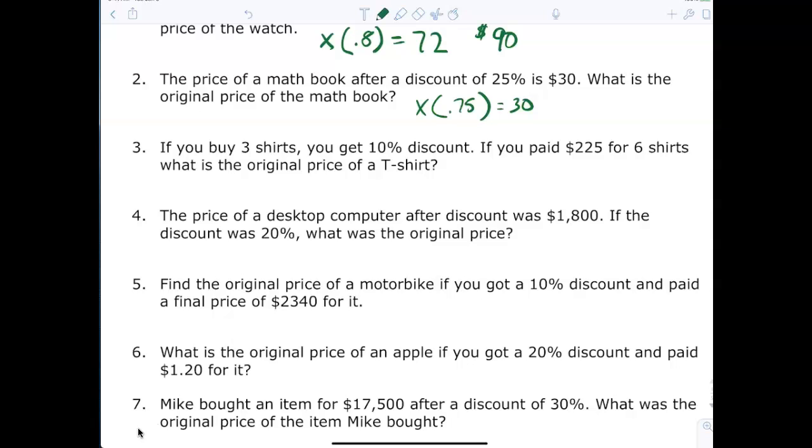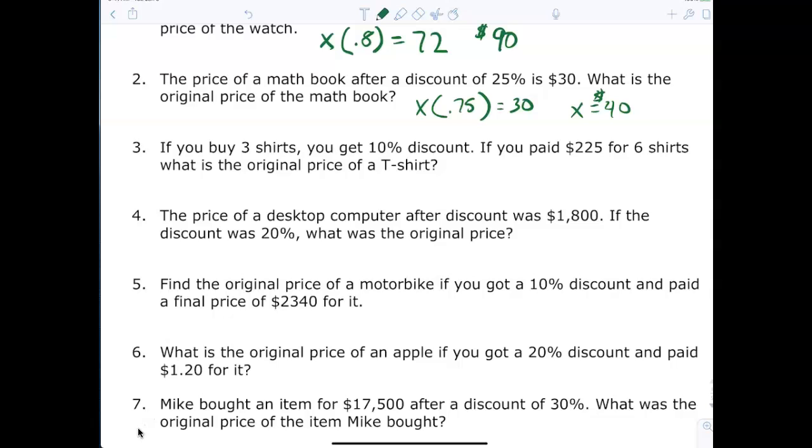All right? So now, tell me again what we do. And then you would do 30 divided by 0.75. Now, is anybody having problems solving that one-step equation? Anybody having trouble solving that one-step equation? All right. So the book was originally, tell me again. $40. So X is $40. The price of the book was originally $40. Is everybody okay with that?